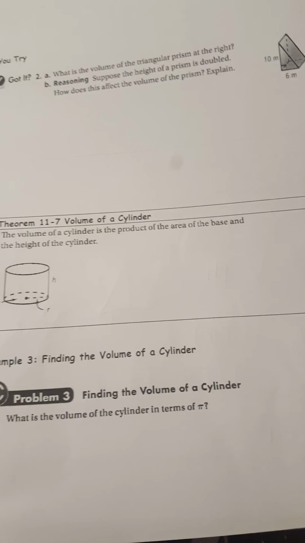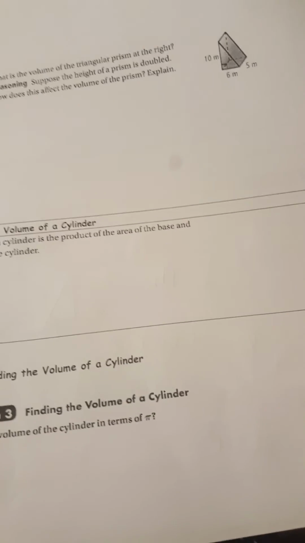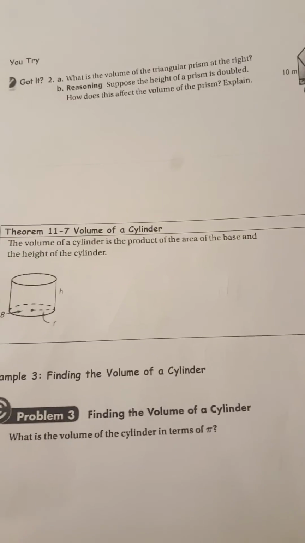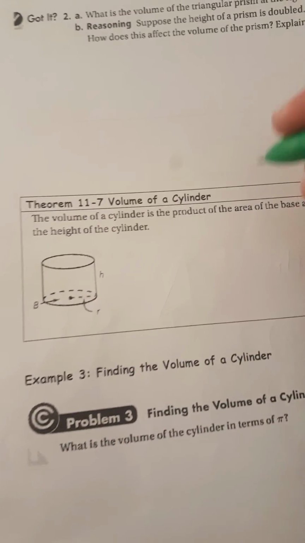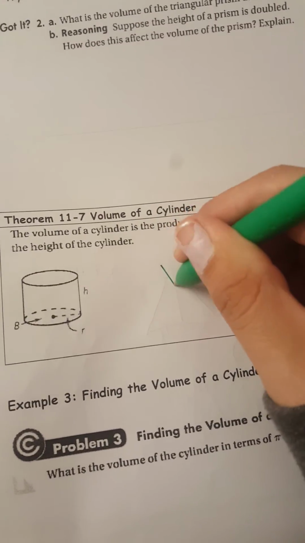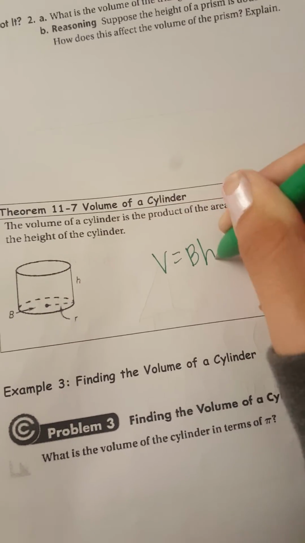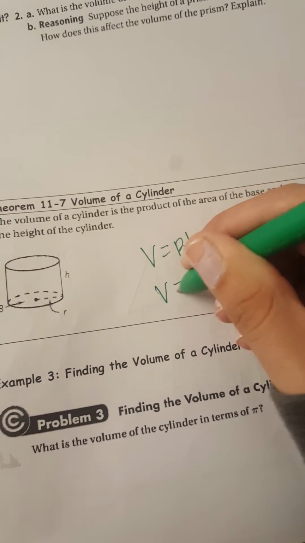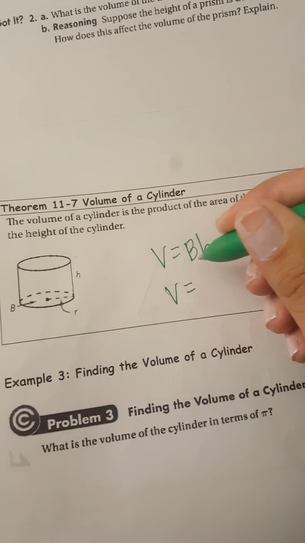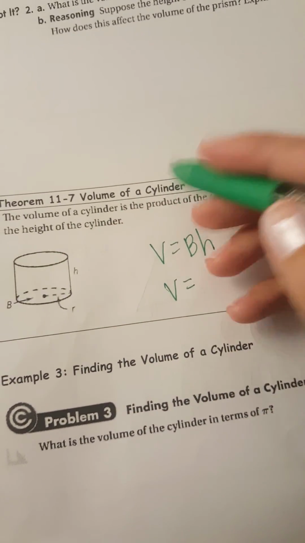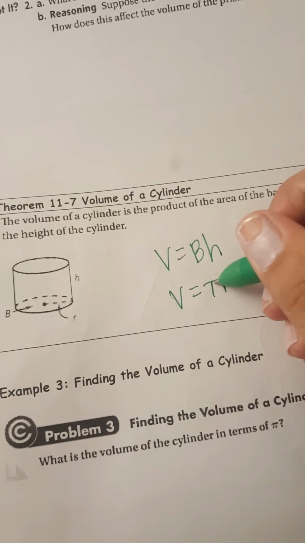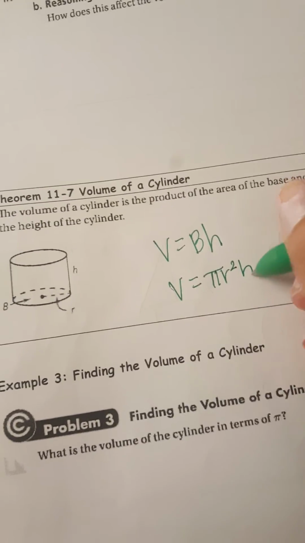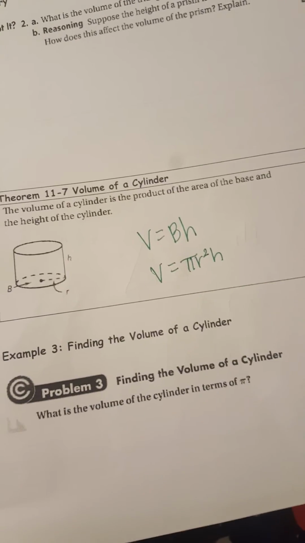Cylinder. Same thing. The volume of the cylinder is the product of the area of the base and the height of the cylinder. So remember, base times height. But now the base of a cylinder is a circle, so you just take the area of the circle, which is pi r squared, times the height. That will be the volume of the cylinder.